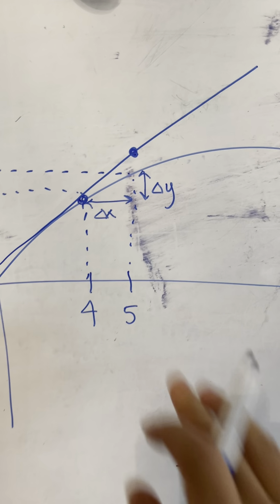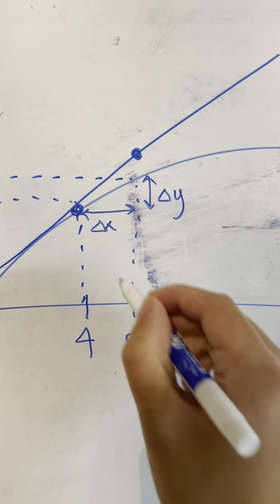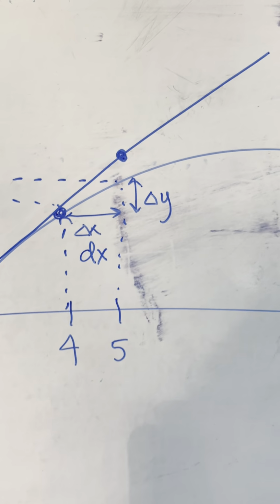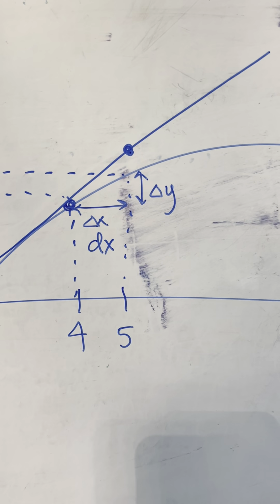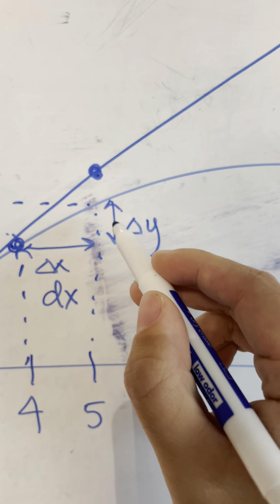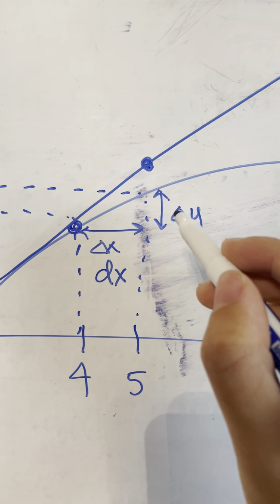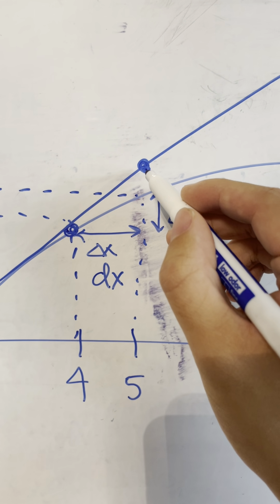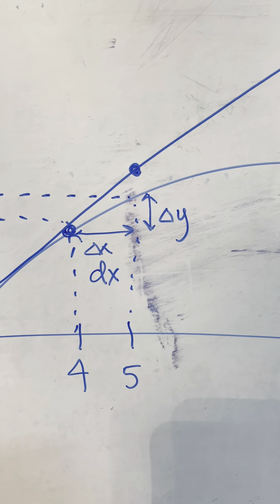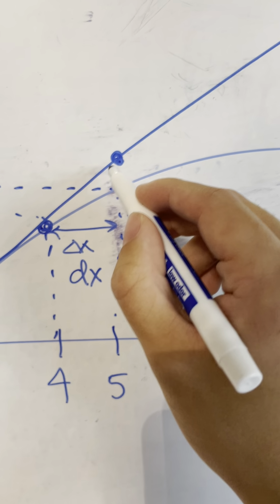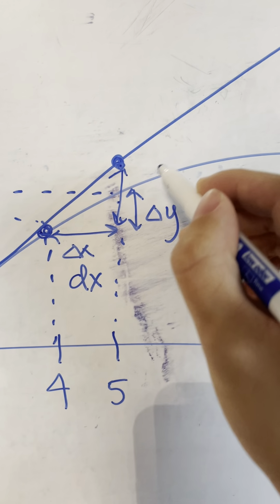Delta x hasn't changed. Let's call that dx now. But what about delta y? Delta y is the exact change from the original position to the new position. But the new position, according to the linear approximation, has changed. Let's call that distance dy.